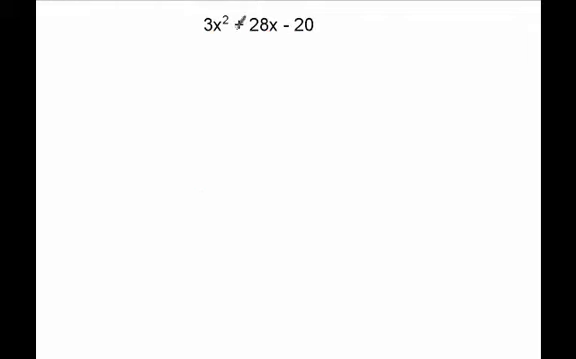So here we've got 3x squared plus 28x minus 20. So 3, that's our A, 28, that's our B, and negative 20, that's our C. So our first step is to say, okay, 3 times negative 20. Well, 3 times 20 is 60. Positive times a negative, I get negative 60. All right. So I need to find two factors of negative 60 that add to get 28.